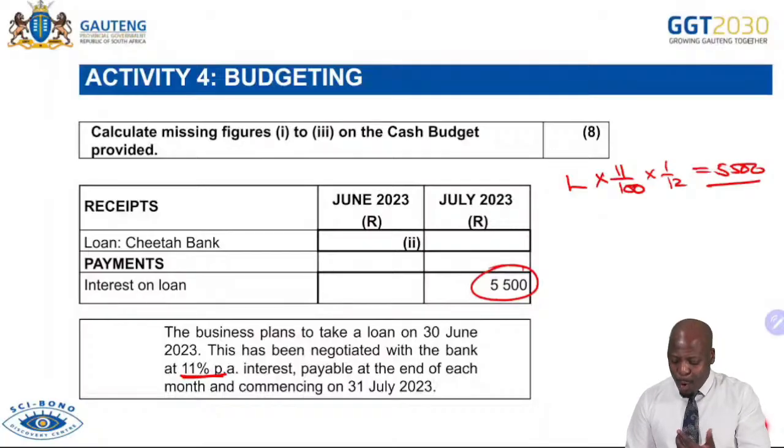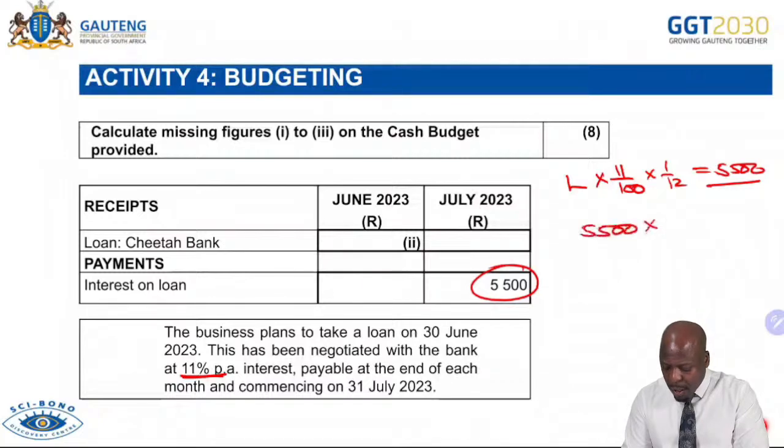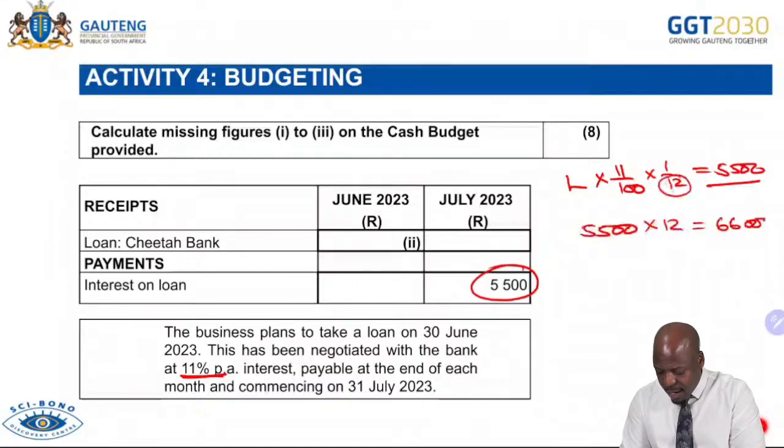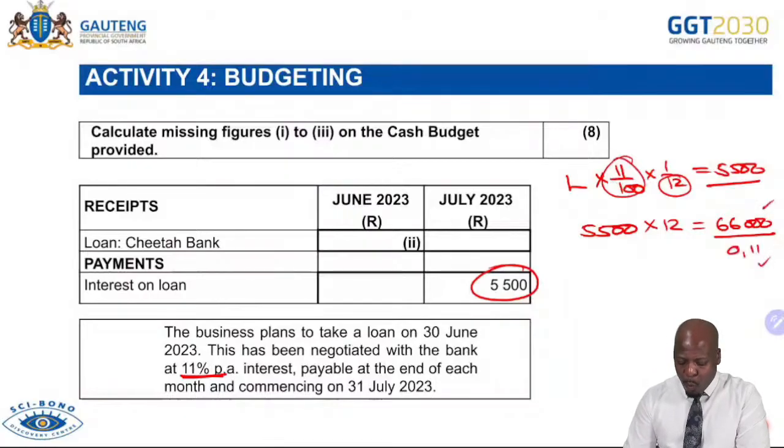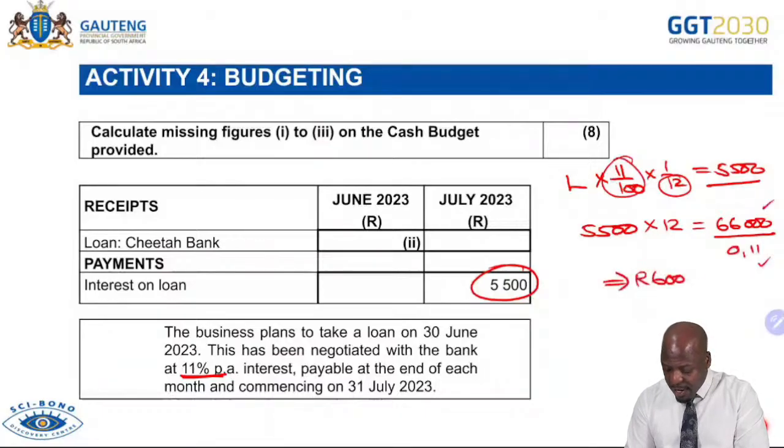So the simplest way to go about this is to come and say this 5,500, you multiply by 12. All right. And then you will get how much? You get your 66,000. Then you say that 66,000 divided by this one. 11 divided by 100, that is 0.11. So you say 66,000 divided by 0.11. And then how much do you get in your calculator? You get 600,000. That becomes the loan here.